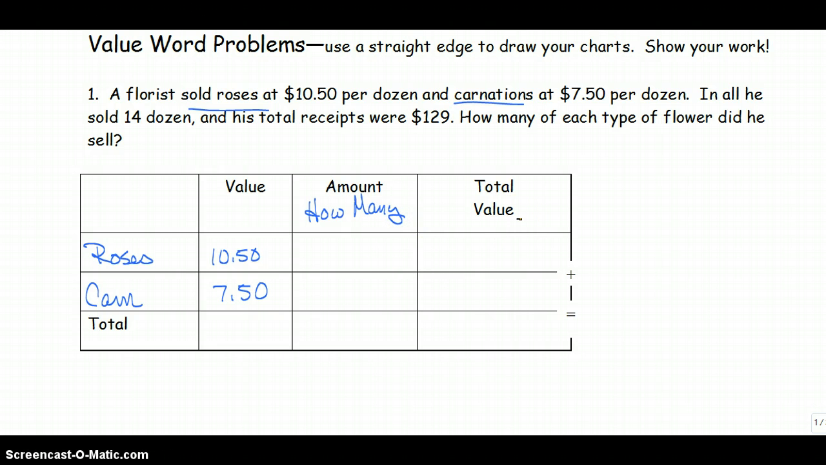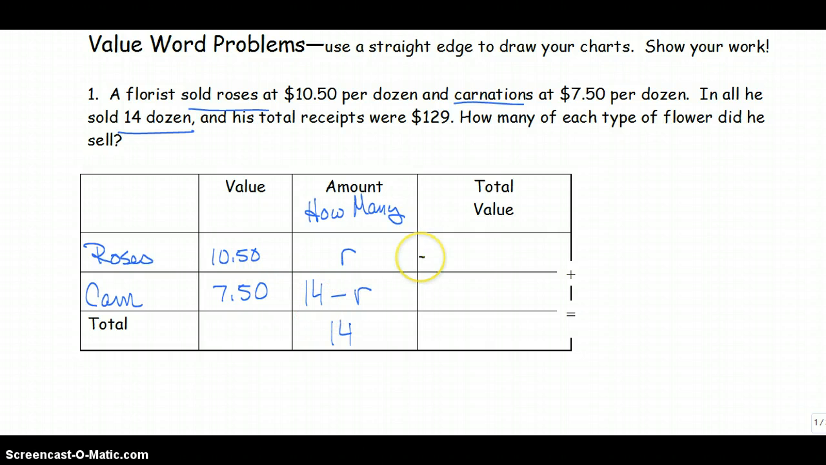So in all he sold 14 dozen. So my total amount is 14. Now I've got to pick a variable. I'm going to say that he sold R roses. So if he sold R roses, how many carnations did he sell? Well, he sold 14 minus R. Now this is going to work just like the coins.